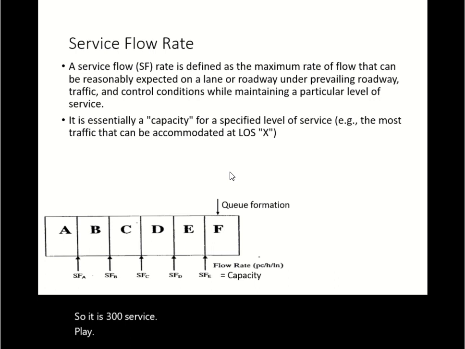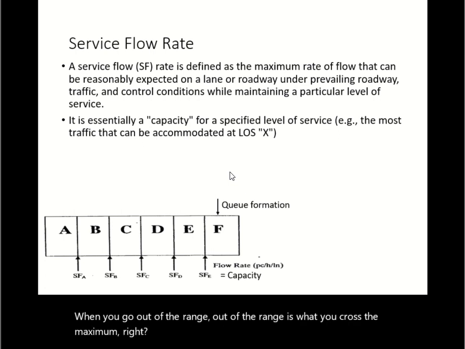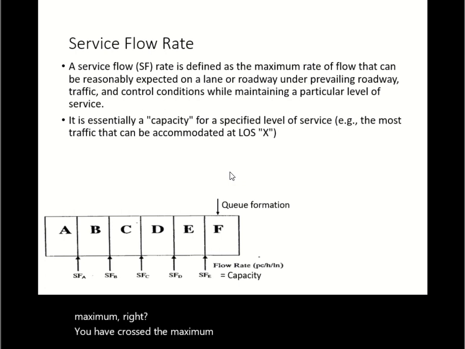Till you are in this range, your level of service is the same. When you go out of the range, what does that mean? You cross the maximum. You have crossed the maximum, so then the level of service will change. Like, I can give the example.